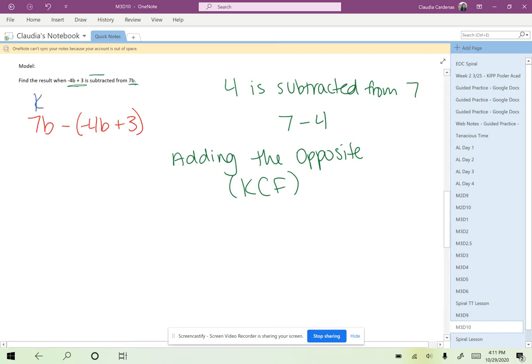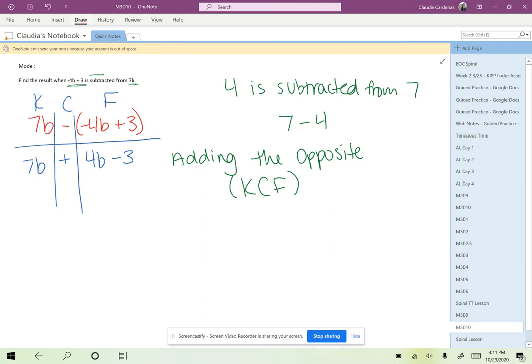So I can write it as K, C, and because everything's in parentheses, I'm going to flip all of that after the minus sign. So I'm keeping the 7b, I'm changing the minus to a plus, and I'm going to flip all of this to the opposite. So I know a lot of us actually write the chart, so I'm going to write that chart just to make it neat. And so the opposite of a negative 4b is a positive 4b, and the opposite of a plus 3 is a minus 3.